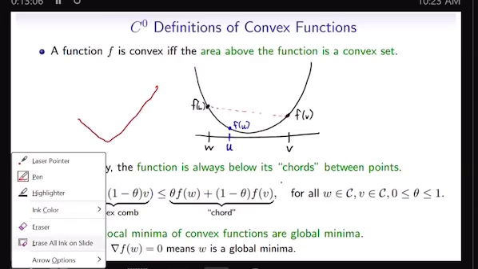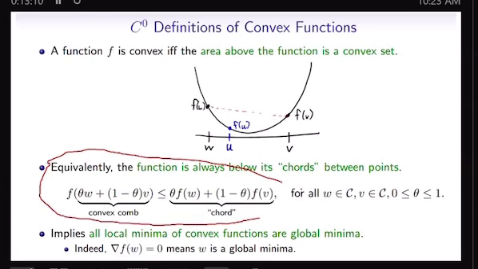Now I want to talk about using equation. If I have on this line segment W and V, do you see? W and V are two points on the line. And I try to look at the linear combination of W and V, and I put it in a function. That theta is just the transition parameter.